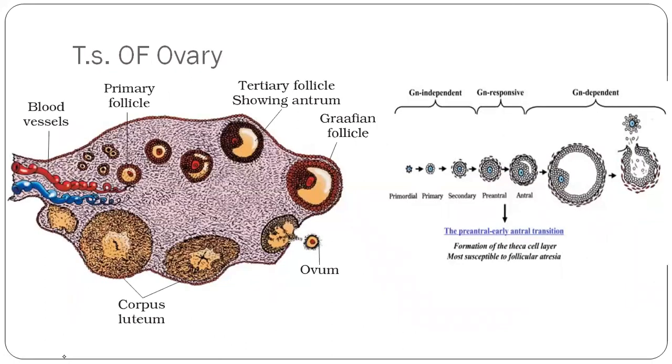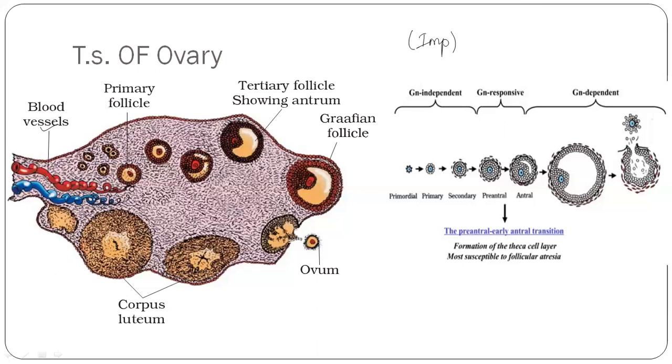As we have done with the sperm, this is a transverse section of an ovary. What is it? Transverse section of an ovary. This diagram is also important for your practical, and for your theory also it is very important. Before we move on to how the ovum is formed and released, let's have a brief introduction about it.